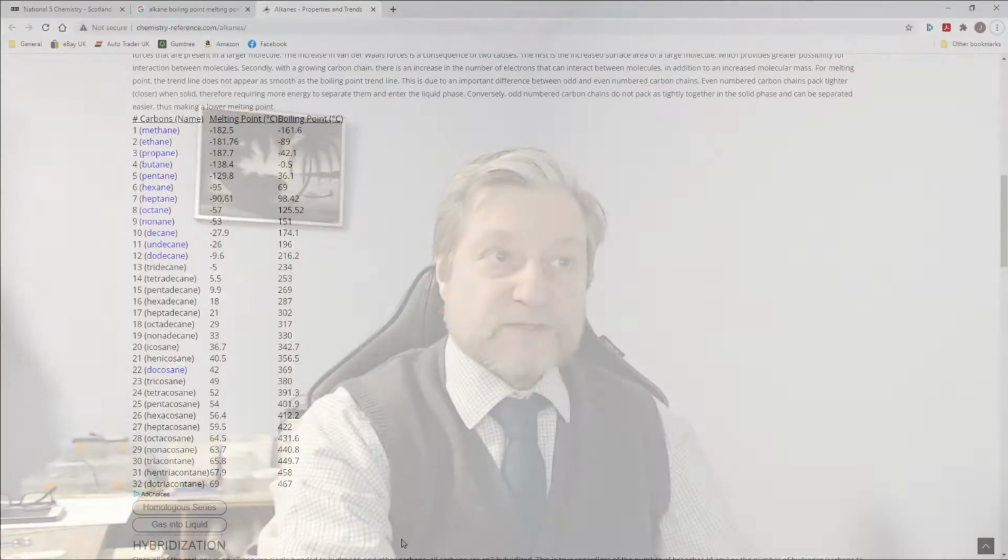So let's see, we've got a trend, haven't we? As our alkanes increase in carbon chain length, their melting point goes up and their boiling point goes up. So let's have a look at a table here on the internet. I just picked one out at random. I'm not going to draw it on the desk. And so let's switch across to that.